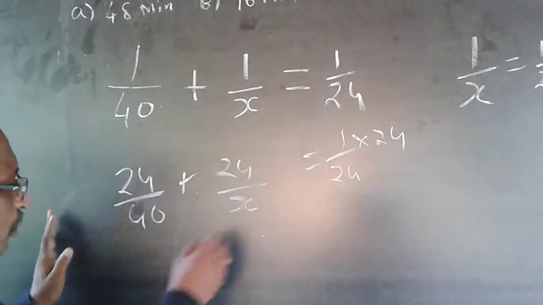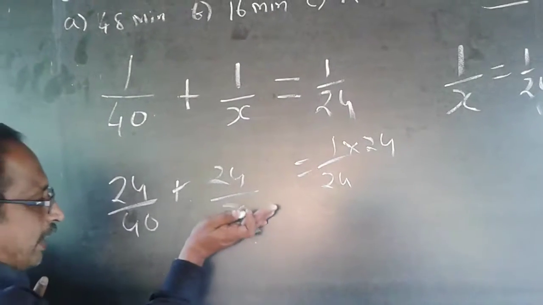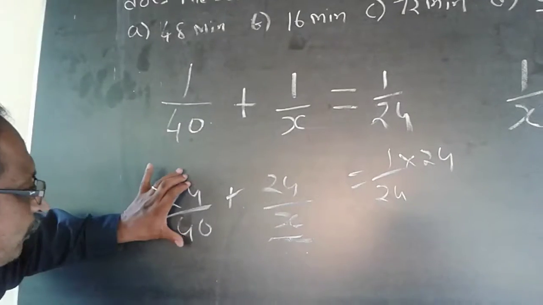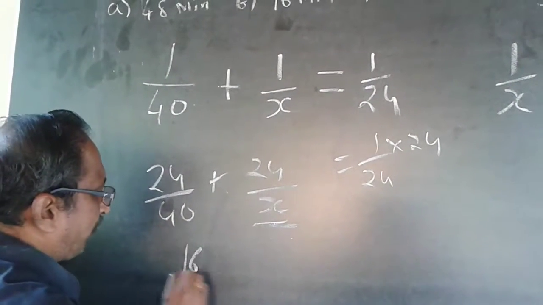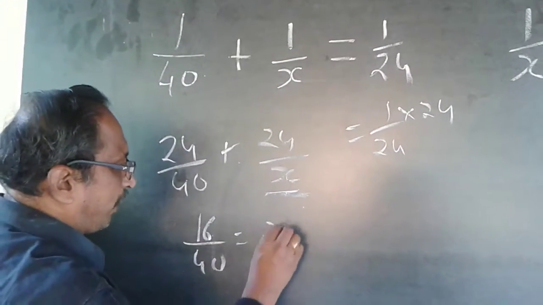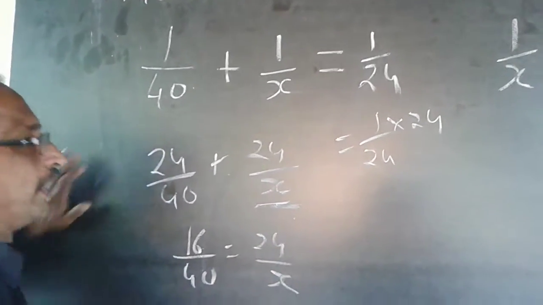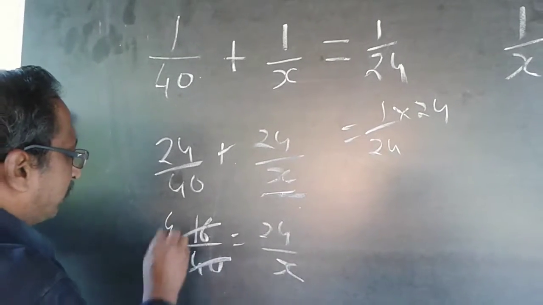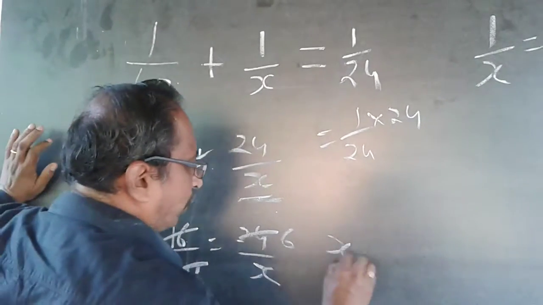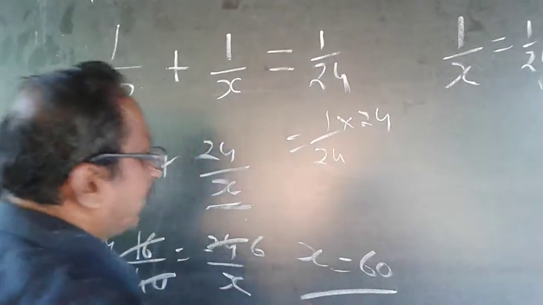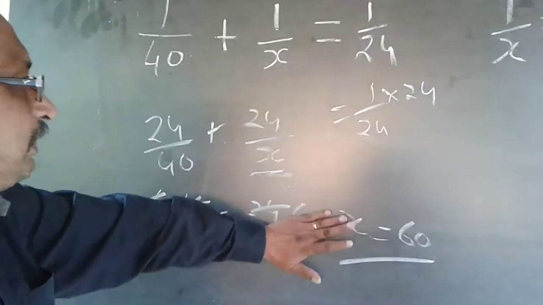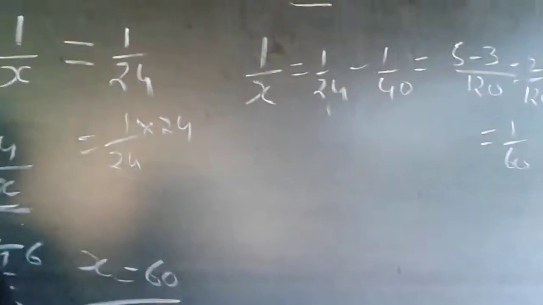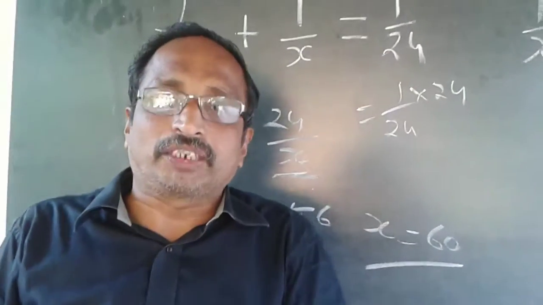Here only one variable is there, and this variable can only be the balance amount. So the balance for making it 1 is 16/40. So 16/40 will be equal to 24/x. Now no LCM is required, just cancelling is required. So this will be 4 and 10, this will be 6, so x will be equal to 60. This is the shortcut of doing it. Sometimes this method will be faster, sometimes the traditional method will be faster. So if you know different methods, you can use them to do it fast.